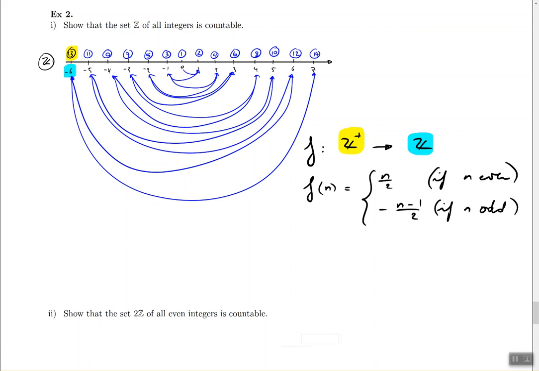So for instance, if I want to know what corresponds to 13, first of all, 13 is odd. So I'm going to say, oh, 13 is odd. So what integer corresponds to that? When you're odd, you just take the 13, subtract 1, and divide by 2. So 13 minus 1 is going to be 12. Divide by 2 and put a minus in front, and you get -6, the integer on the bottom. So let's try it out again.